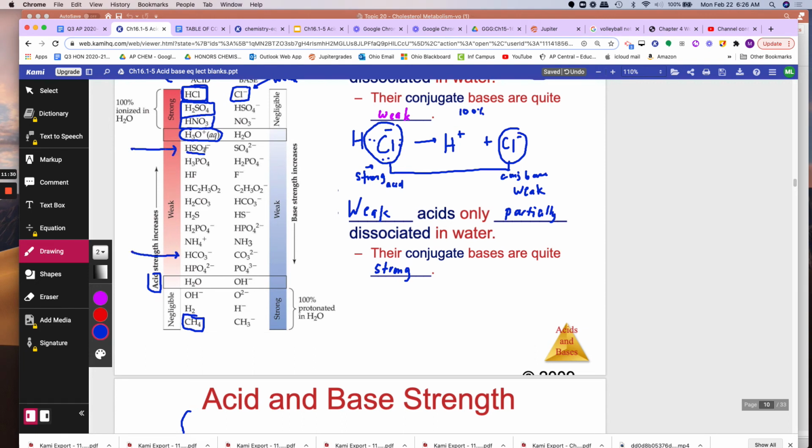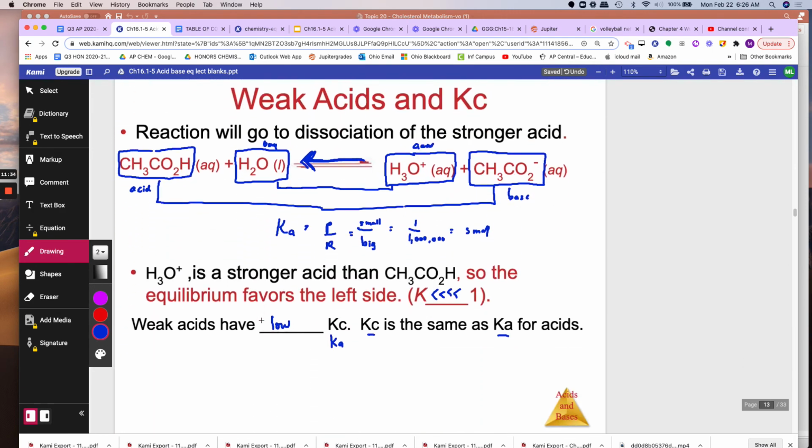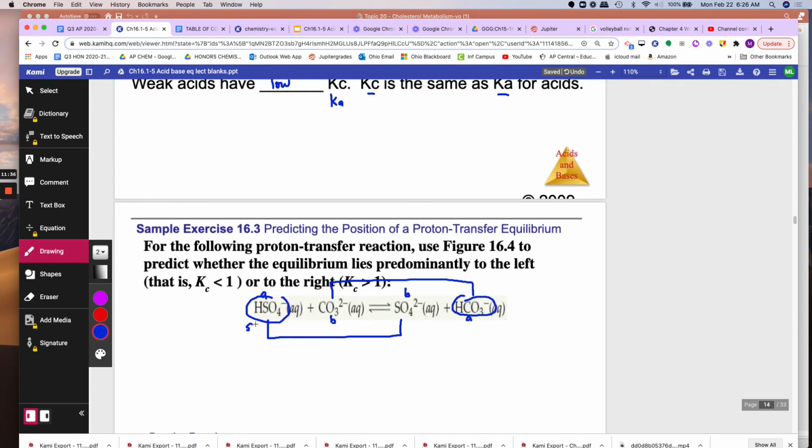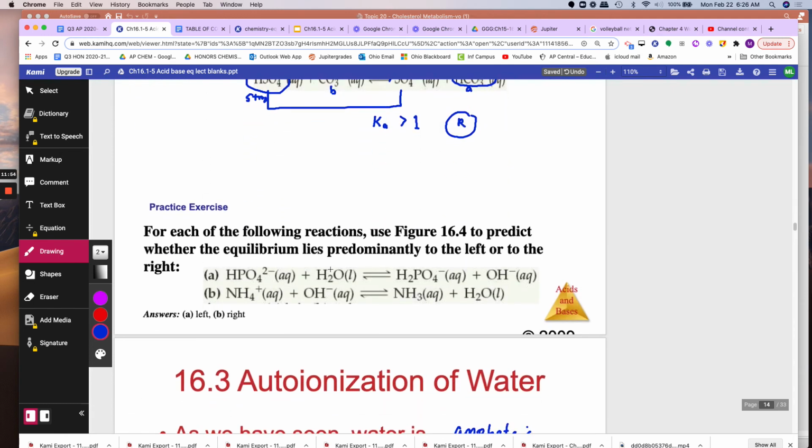So HSO4 minus is stronger. So this is the stronger acid, so it's going to go to the right. So if it goes to the right, K equilibrium, Kc or Ka, same thing, will be greater than 1. And it goes to the right. Okay. Pause the video and try these.